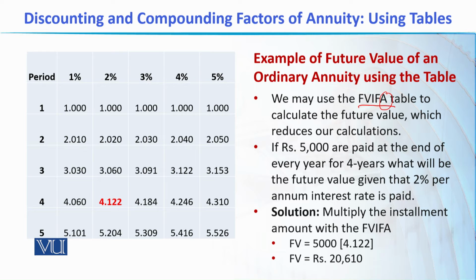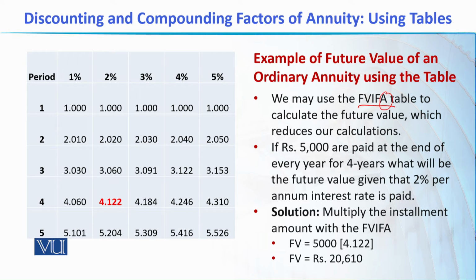If rupees 5,000 are paid at the end of every year for 4 years, what will be the future value given that 2% per annum interest rate is paid? Now, to solve this problem, what we can do is apply the formula of the future value interest factor of an annuity and then get the future value. Or we can simplify our calculation by using this table.